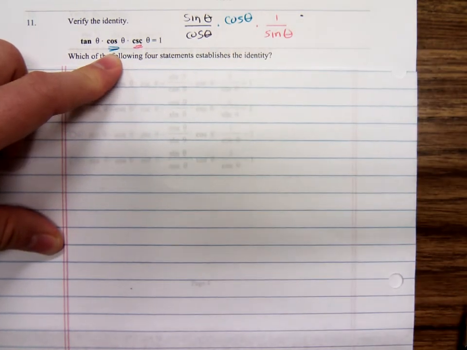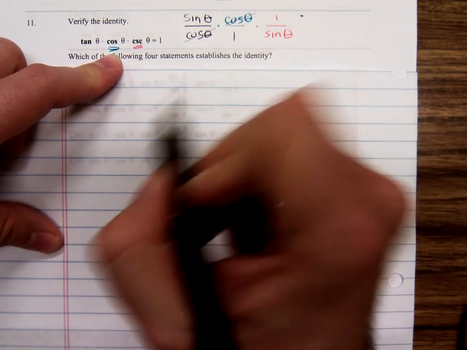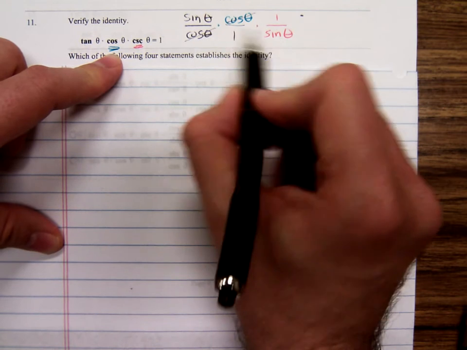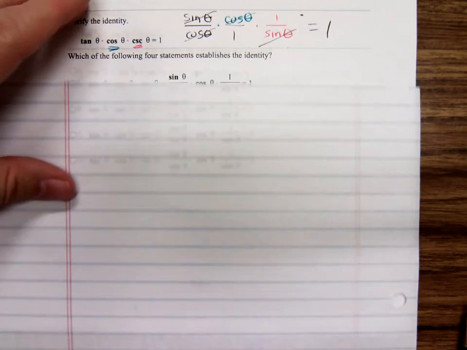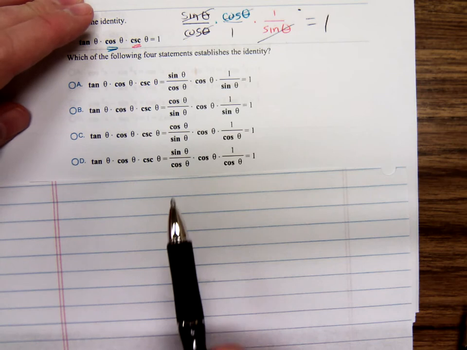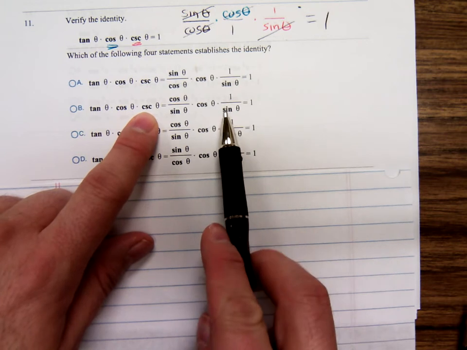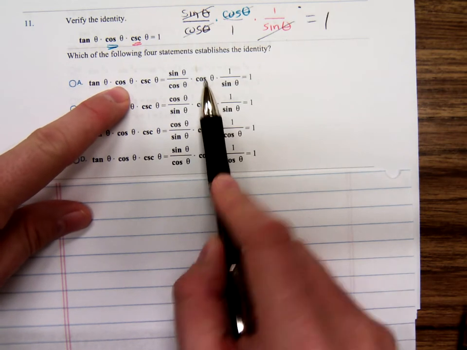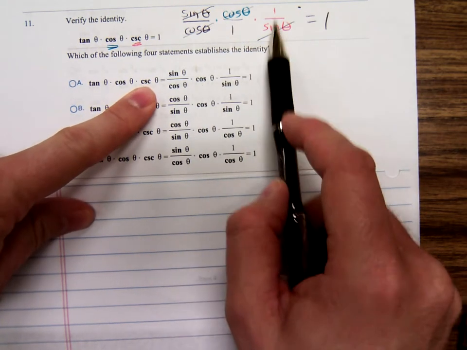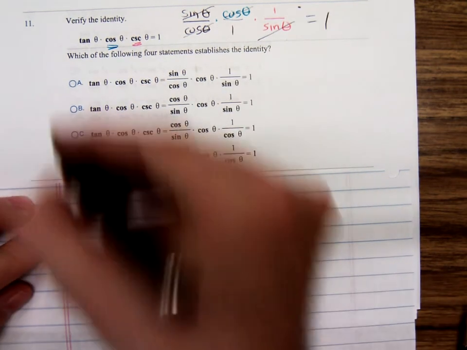A lot of stuff now cancels. The cosine theta, if you think of that as over 1, the cosine thetas cross cancel. Do the sine thetas also cross cancel? Yeah. Okay. So which one is going through what we did here? It's not this one. That cosecant should be 1 over sine. So it's one of these. Is it the first one? Tangent is sine over cosine times cosine times 1 over sine, and then they don't show the crossing out and the canceling. It just says equals 1.